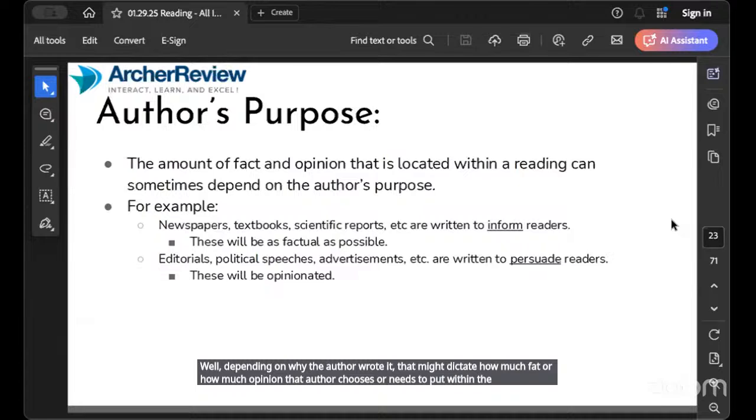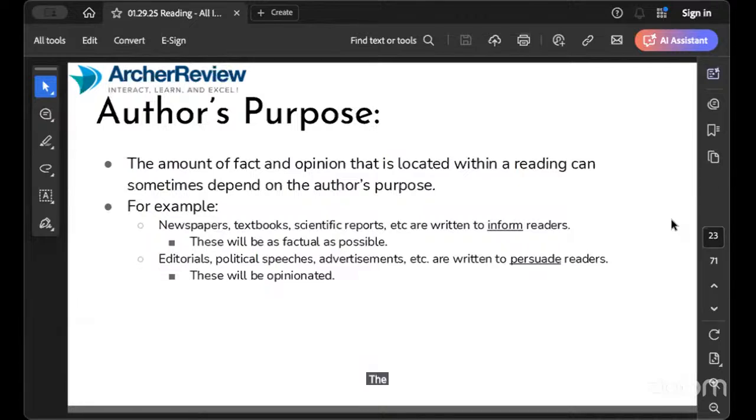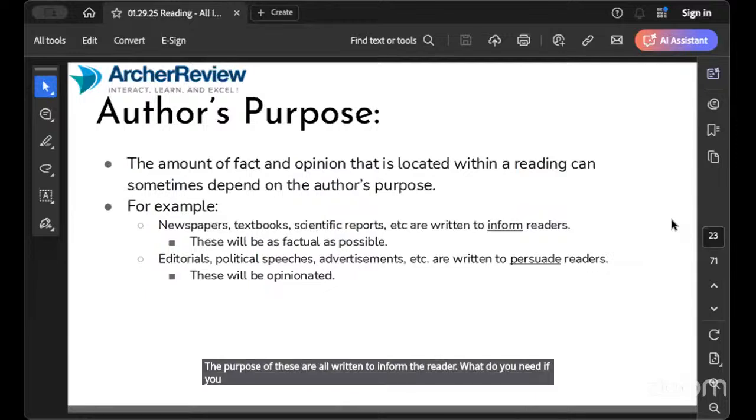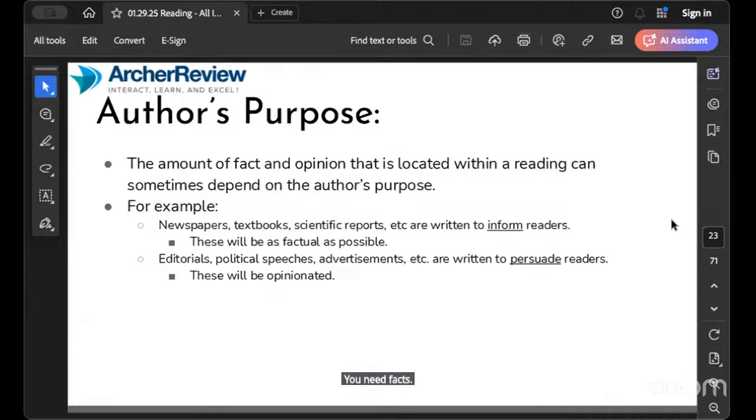So, for example, if you have a newspaper or a textbook, a scientific report, the purpose of these are all written to inform the reader. Okay. What do you need if you want to inform accurately? You need facts. You need it to be based on, to be factual as much as possible.